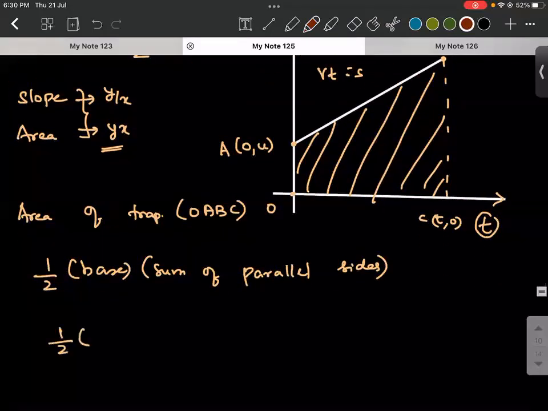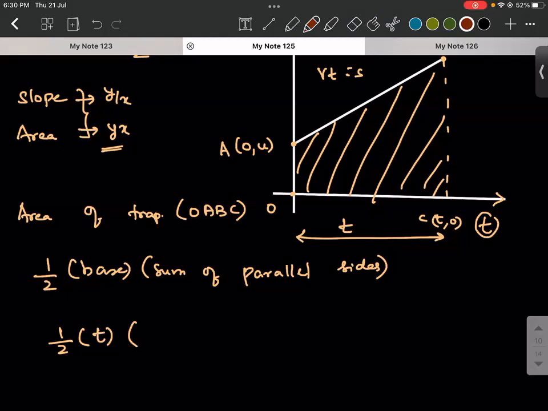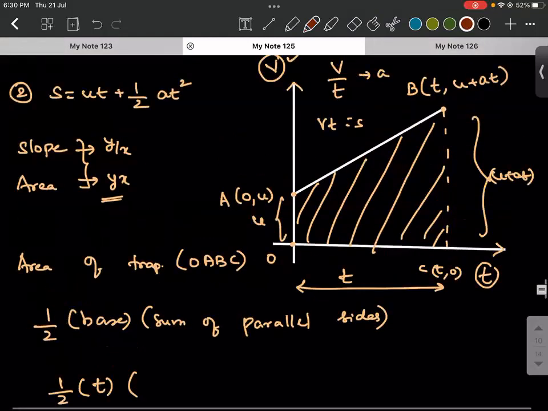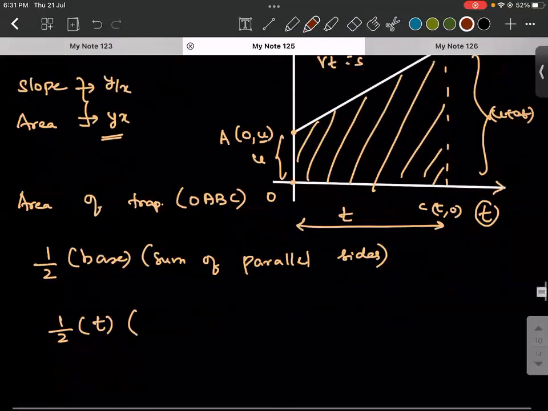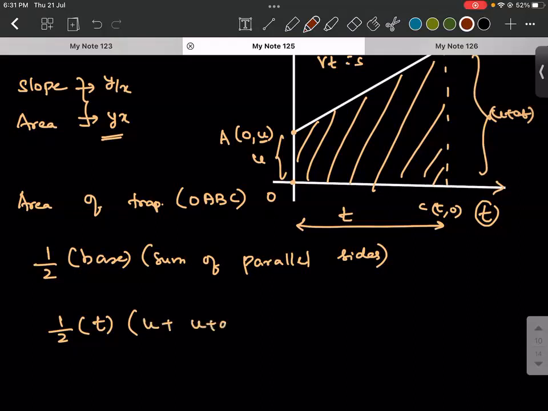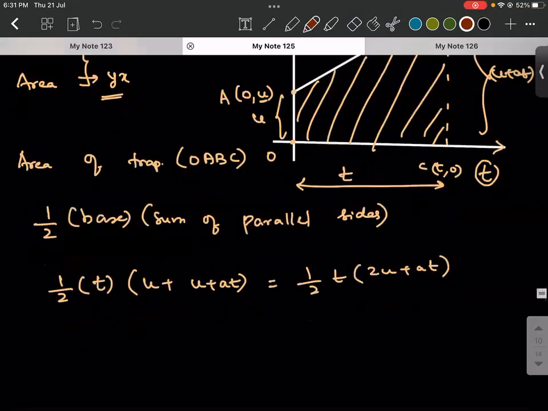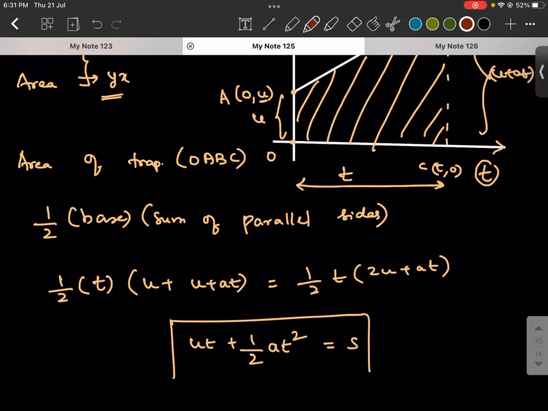If you observe, the base is time. So half into base into sum of parallel sides. This height is u, and this is at. The sum of the parallel sides is u plus at, which gives half into t into 2u plus at. Then what is it going to give you? ut plus half at square. Since you found the area made by the graph with respect to the x-axis, this area is what is called displacement. And this holds as the second equation of motion.